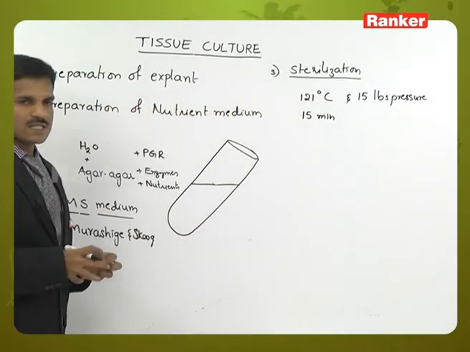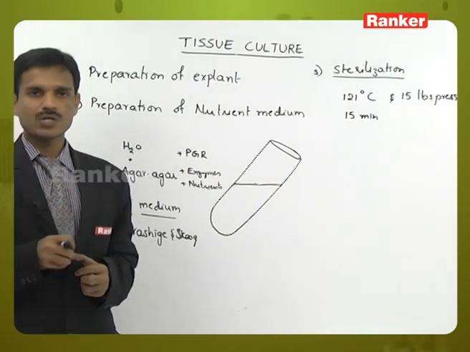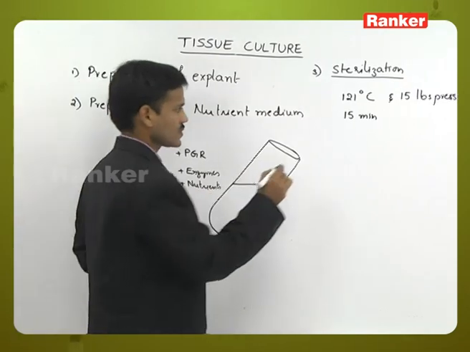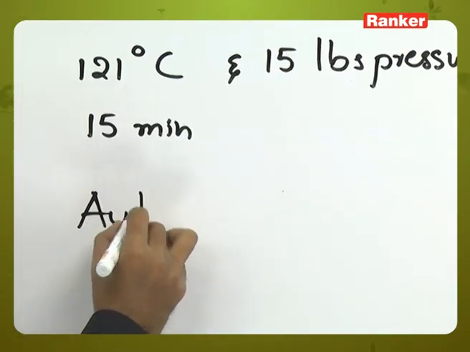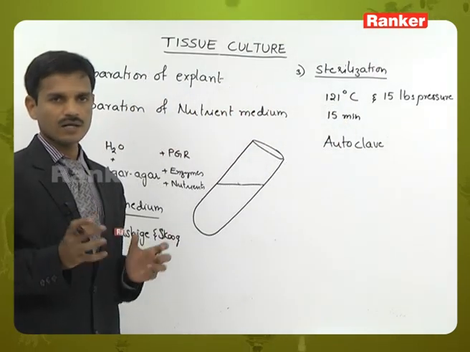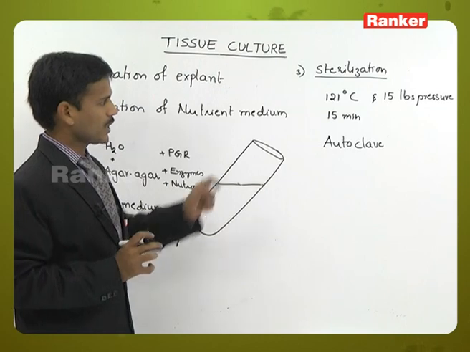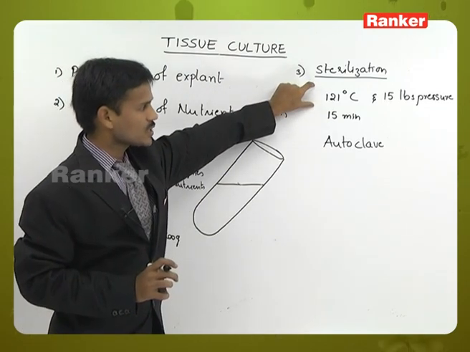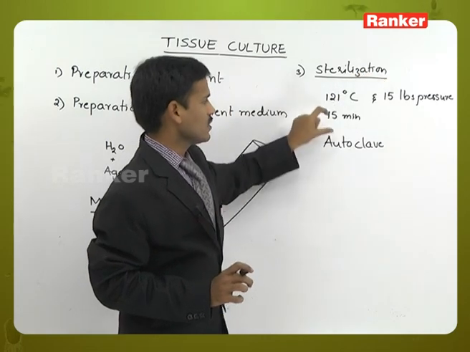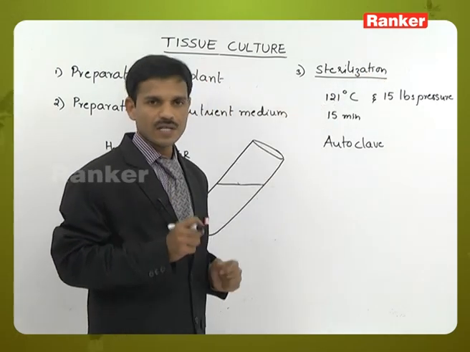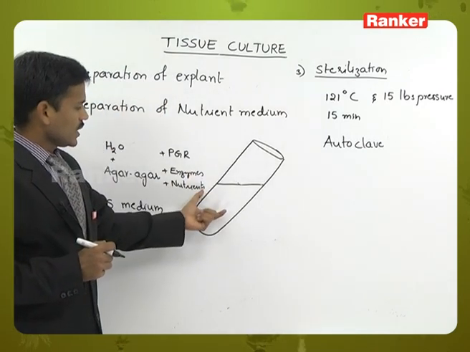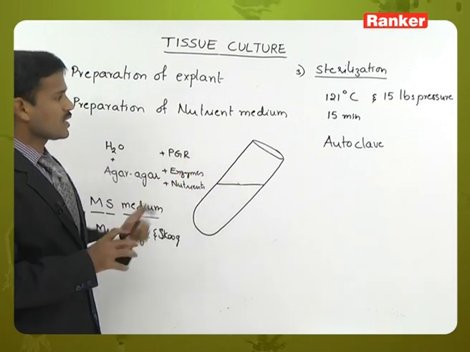So, the total vessels which are used in the tissue culture technique are all sterilized in the autoclave. The autoclave is a pressure cooker like apparatus. Here high temperature, 121 degrees centigrade, and high pressure, 15 lbs pressure, are present. For 15 minutes it is sterilized. After the sterilization, the media and vessels are sterilized.